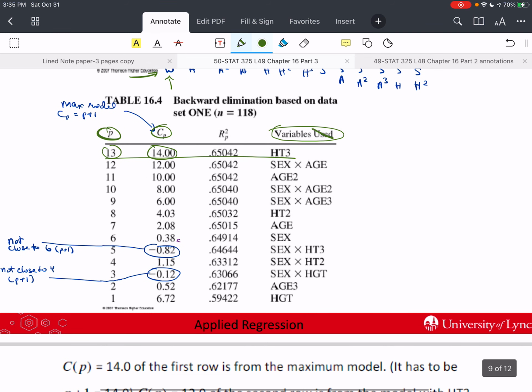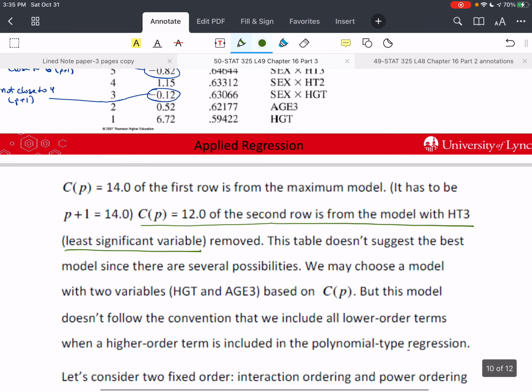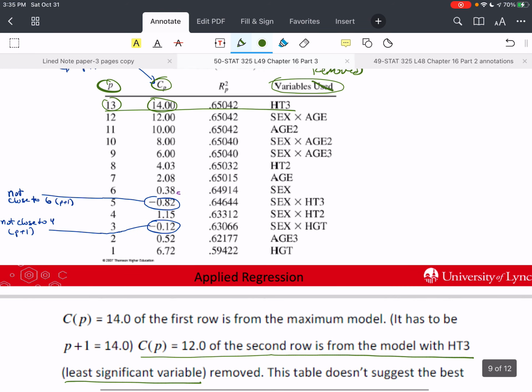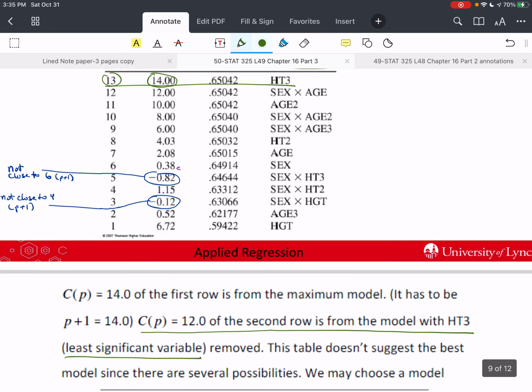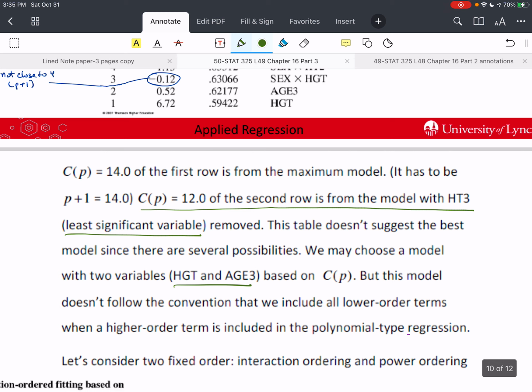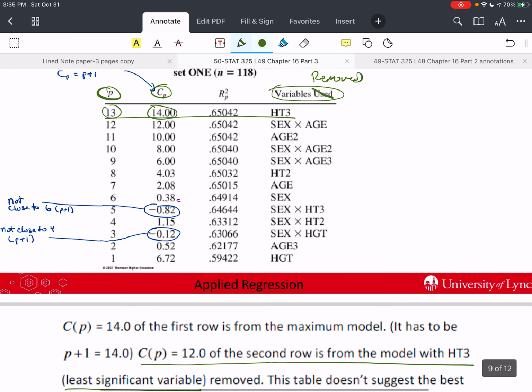So when it says used, this should say variable removed. Okay, that makes more sense. It's what I thought it was before, and then I didn't read the table carefully. Okay, so this table doesn't suggest the best model, because there's several possibilities. We may choose a model with 2 variables, height and age cubed, based on the second row, height cubed, 12. Okay, so it says the second row is from the model with height cubed, least significant variable removed. So we're removing the variable above it.